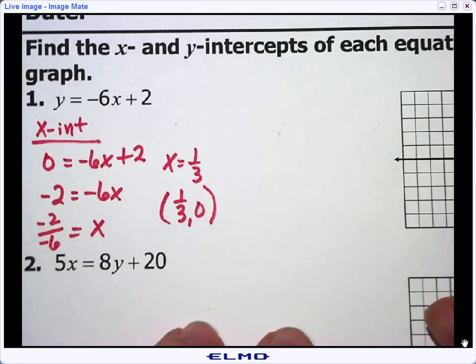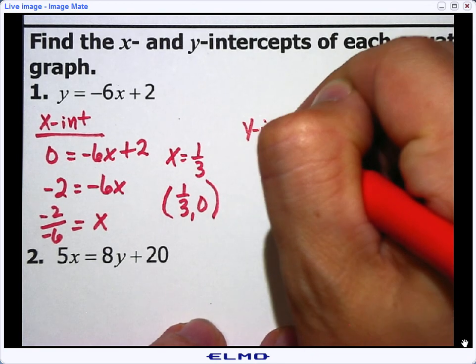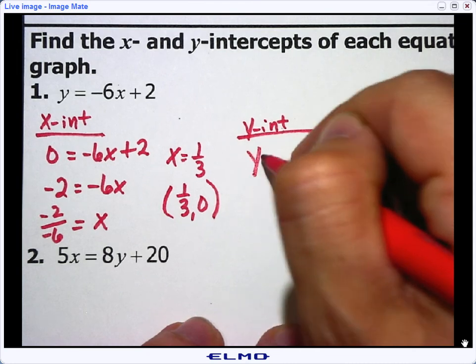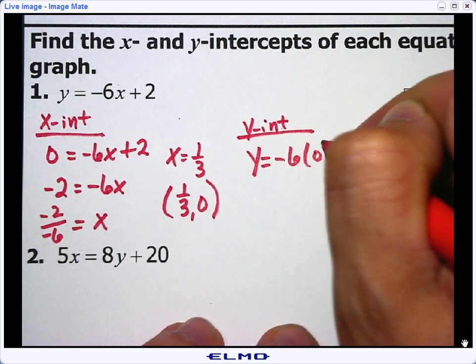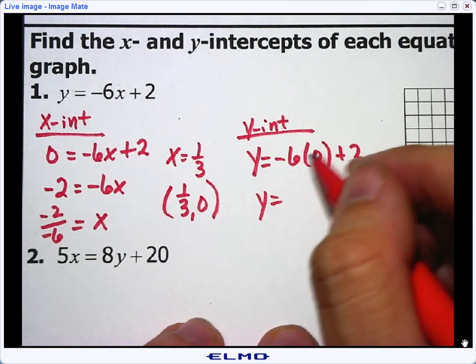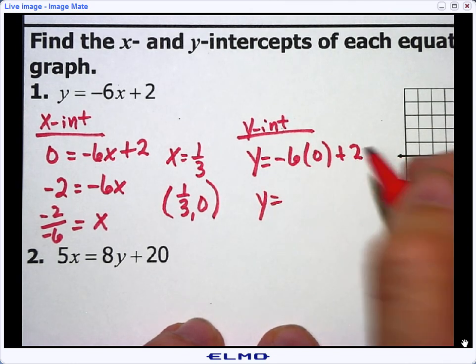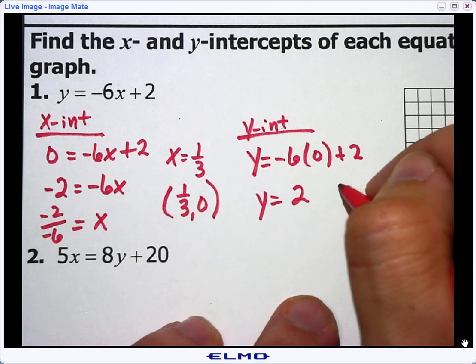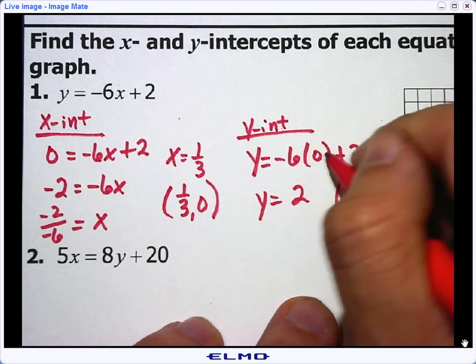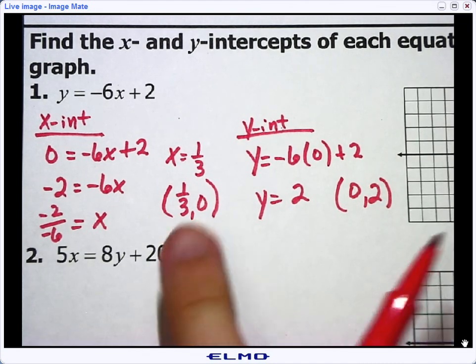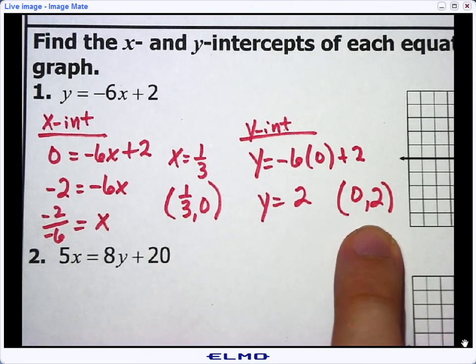For the y-intercept, similar story, but now we're going to replace the x with 0. So your equation now becomes y equals negative 6 times 0 plus 2. Negative 6 times 0, well, that just turns into 0. 0 plus 2, 2. So that's the y value of the y-intercept. Again, that is a point, so your answer is written as a coordinate. The x part is 0, the y part is 2. So there would be your x-intercept, that is your y-intercept.